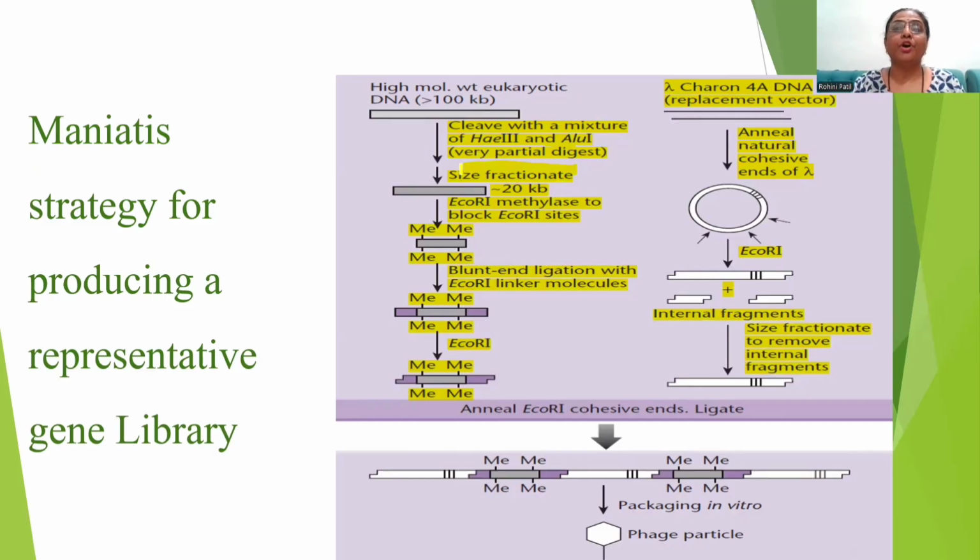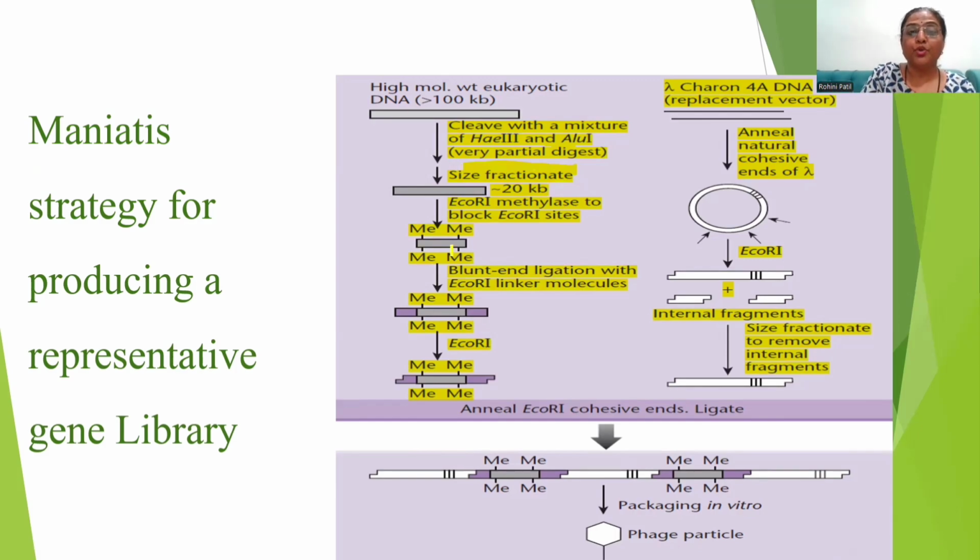Size fractionation means what? Now, when we have digested the genomic DNA with the restriction enzymes, a number of fragments are generated. From that number of fragments, we have to choose a fragment which is having the size of 20 kb. For that purpose, here we have to go for the agarose gel electrophoresis, in which there is a separation of the DNA fragments. And from that separated DNA fragments, now you are able to pick up the 20 kb fragment. And now that 20 kb fragment is treated with the EcoRI methylases to block the EcoRI sites.